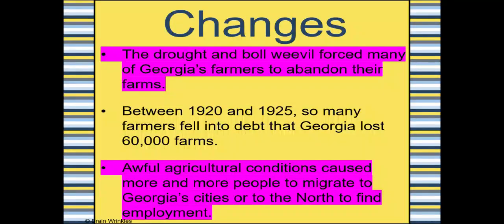So with all this going on with the boll weevil and droughts, farmers couldn't really make money and they couldn't live. So a lot of them ended up leaving their farm behind and moving to more urban cities like Atlanta or to the north to find work.